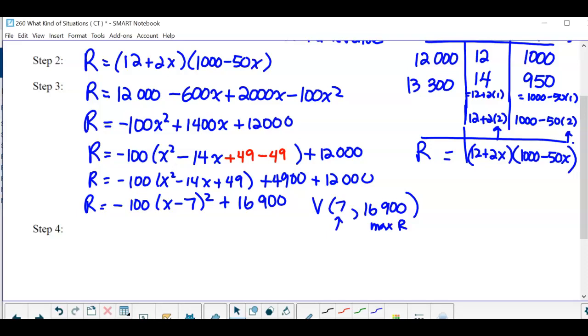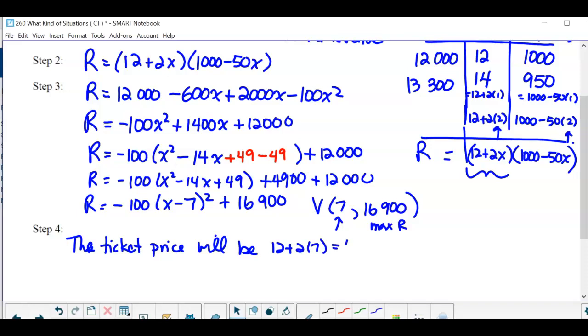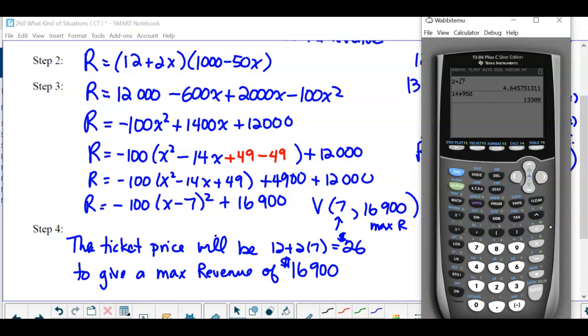It's not $7. So now it asks us here, determine the maximum revenue and the ticket price that will give the maximum revenue. So the ticket price is from 12 plus 2X. So the ticket price will be 12 plus 2 times 7, which is 14, so $26 to give a maximum revenue of 16,900. Now you can also test it. Okay, so that's going to be $26 times 1,000 minus 50 times 7. And we should get that maximum revenue, which we did. Okay, so that kind of confirms it.